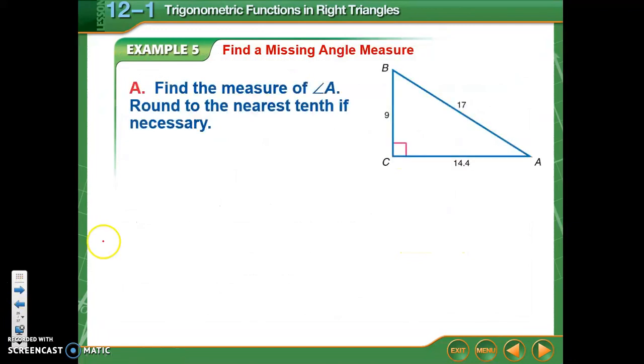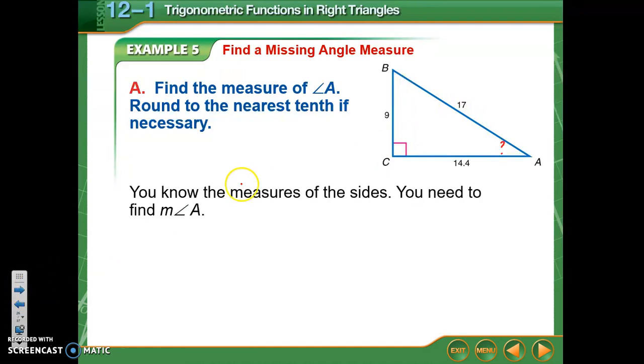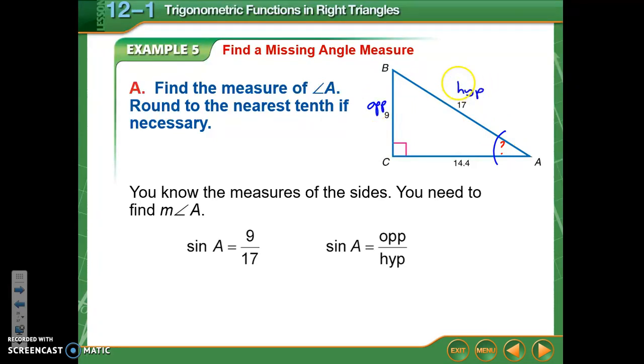Okay, so let's try that. We're going to find the measure of angle A. We don't know what it is. We can't figure it out. We know that a triangle adds up to 180 degrees, but we don't know. We know that this is 90 degrees, angle C, but we don't know how the other 90 degrees is split up between angle A and angle B. So we can set up any trig ratio we want, really. In this case, they're going to use sine. So the sine of angle A is opposite 9 over hypotenuse 17.